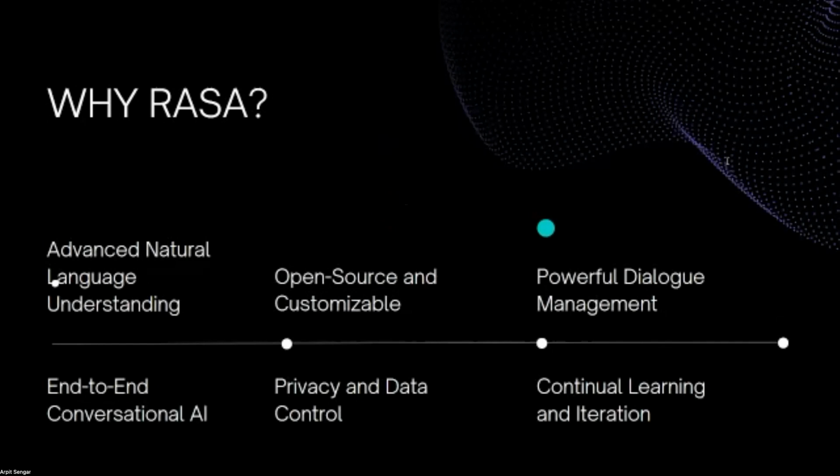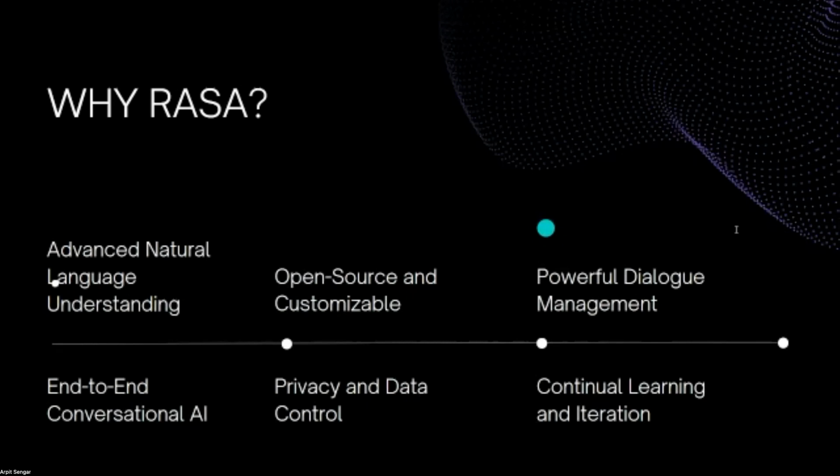Next is end-to-end conversational AI. Rasa provides a comprehensive solution for building end-to-end conversational AI, from language understanding to dialogue management and response generation. It covers the entire conversational workflow. After that, Rasa is completely open source, so we can modify it according to our needs, basically allowing developers to customize and extend the framework to suit specific project requirements.